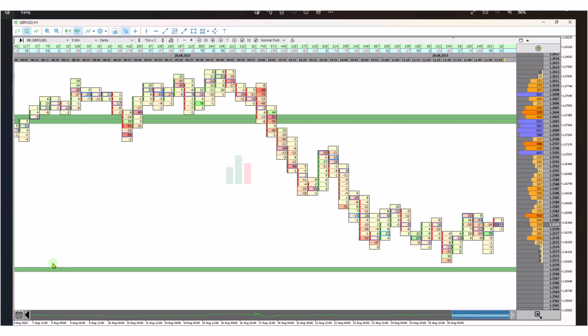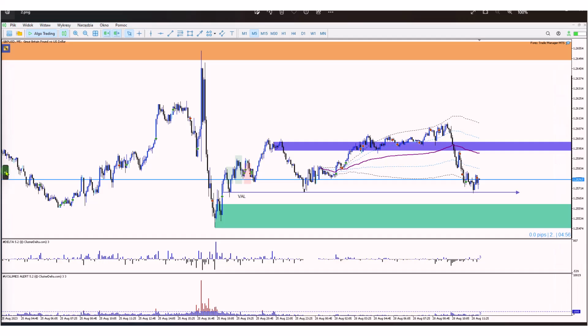And what I'm marking here as well are imbalances. Here the lower line is this imbalance, that one, from the middle, the leg out from the demand zone. Why am I doing this on footprint? Because every single broker can differ with data.